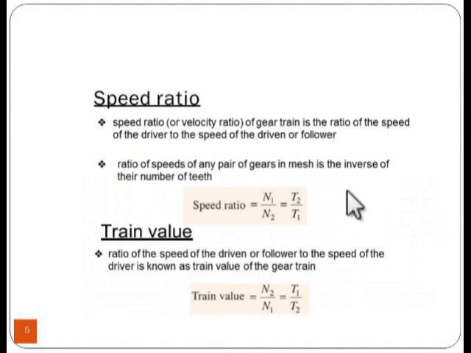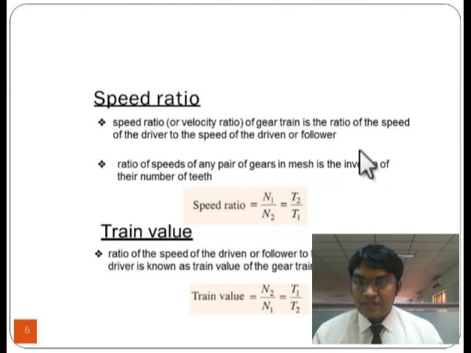Now, we have to note certain things in gear trains. The first one is the speed ratio. Speed ratio is a very simple thing: speed of gear 1 by speed of gear 2 is equal to number of teeth in gear 2 by number of teeth in gear 1. So this is how we calculate the speed ratio. It's the ratio of speeds. N stands for speed.